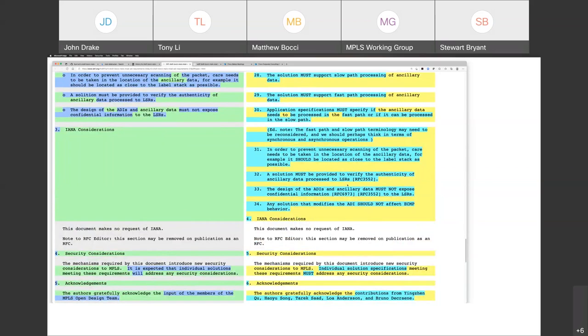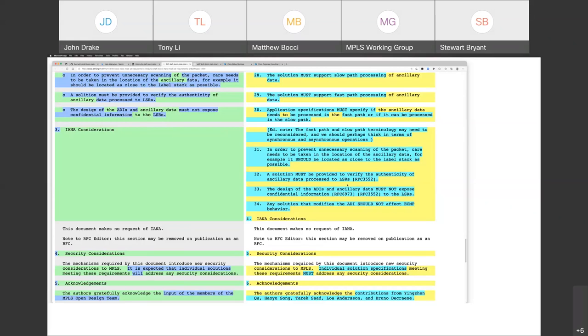The top is not there. Okay. This is ancillary data, so it could be below the label stack. But what we were trying to say here was that it shouldn't be off in the weeds somewhere. So let's say you shouldn't stick it on the end of the user data, where you have to parse all the way through the user data. You should stick it as close to the bottom of the label stack, or just as close to the label stack. It's not necessarily top because you get ancillary data that's below the label stack.